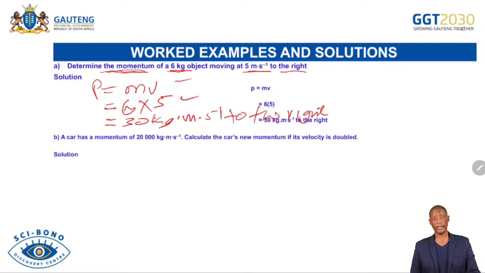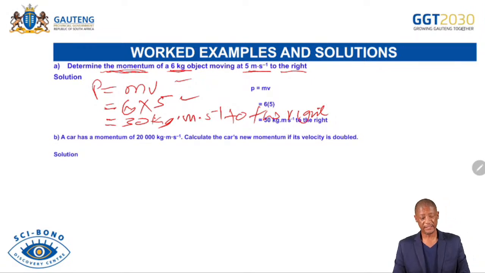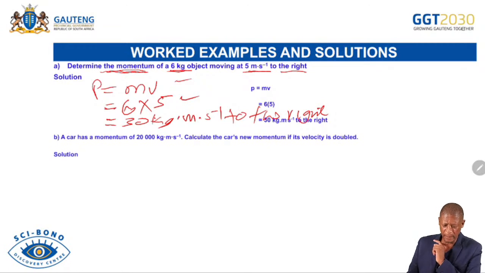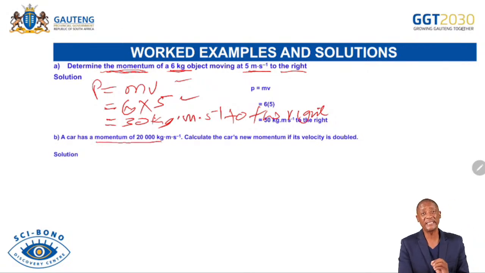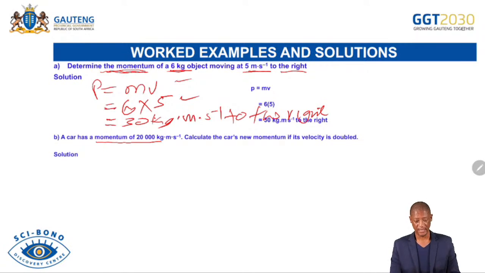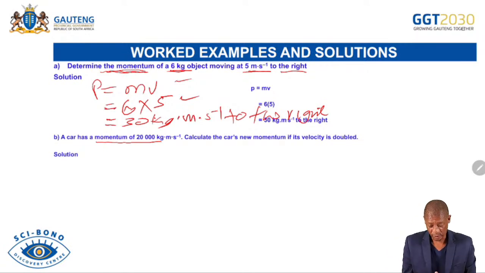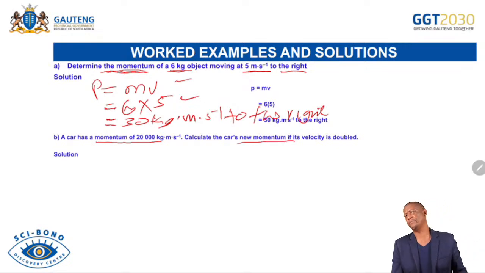Now, number 2, worked example number 2. I love it. It says a car has a momentum. We are given a momentum of what value? Of 20,000 kilogram meters per second. We are given a momentum in this regard. Now they want us to calculate what? Calculate the car's new momentum. How can it be? We are given a momentum. Why do they want us to calculate a momentum? Because already they are giving us a momentum.